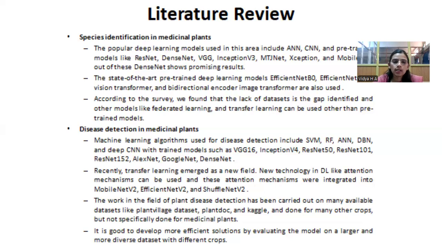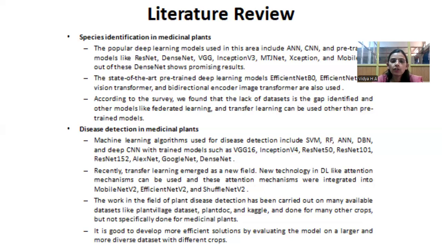Coming to disease detection in medicinal plants, here many machine learning algorithms are used for disease detection, which includes support vector machines, random forest, artificial neural network, deep belief networks, and deep convolutional neural network with trained models such as VGG16, Inception V4, ResNet 50, ResNet 101, ResNet 152, AlexNet, GoogleNet, and DenseNet. Recently, transfer learning has emerged as a new field, and new technology in deep learning like attention mechanisms can be used, and these attention mechanisms were integrated into MobileNet V2, EfficientNet V2, and ShuffleNet V2.